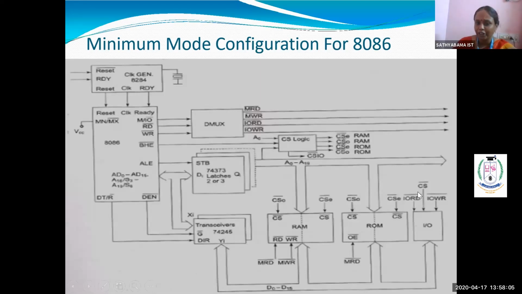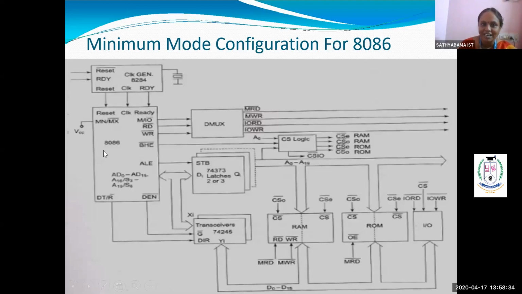So when you take this minimum and maximum mode, we have one clock generator and one more very important pin. If I am choosing minimum mode, how am I designing it? One pin alone decides. Which pin? MN/MX bar. When that pin is high, it will choose minimum mode. You just see here MN/MX bar is connected to VCC, so it will do which operation? Minimum mode operation.